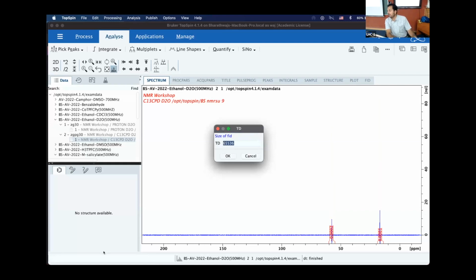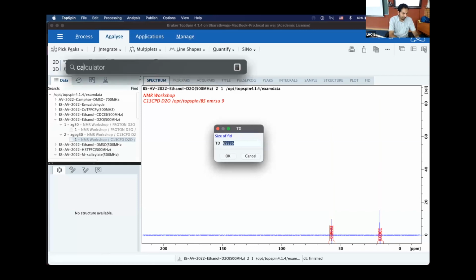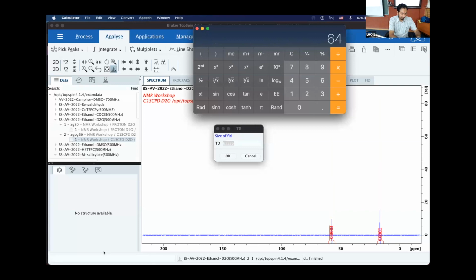64K, 65,536. So this is nothing but 64K points. Let's do that: 64 times 1024. 1 kilo in many computer languages is not 1000, it's 1024. So 64 times 1024 is 65,536, which indicates 64K points in the time domain that you have acquired. That means you have 32K real points and 32K imaginary points, right?